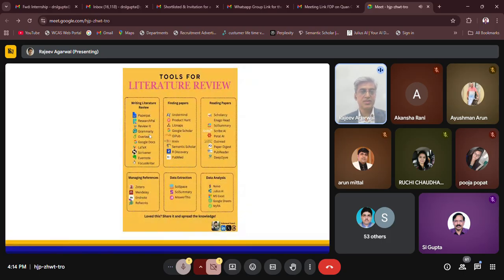Now these are the various tools for literature review.